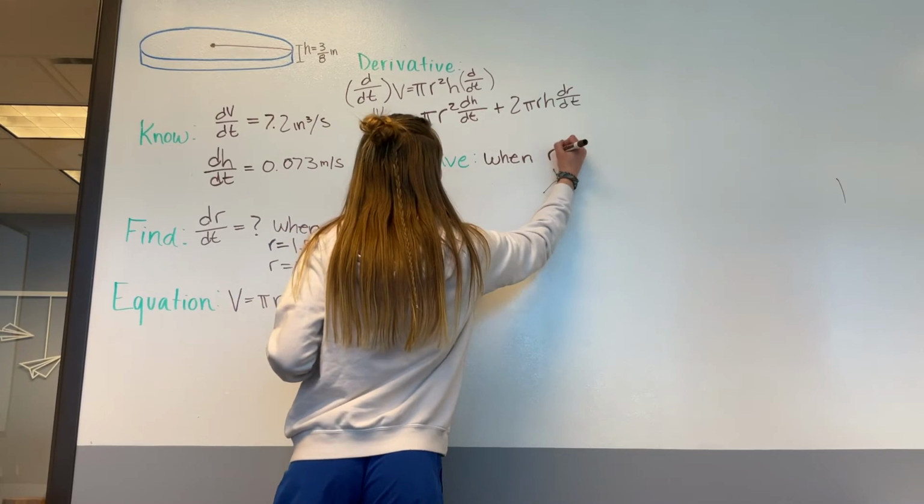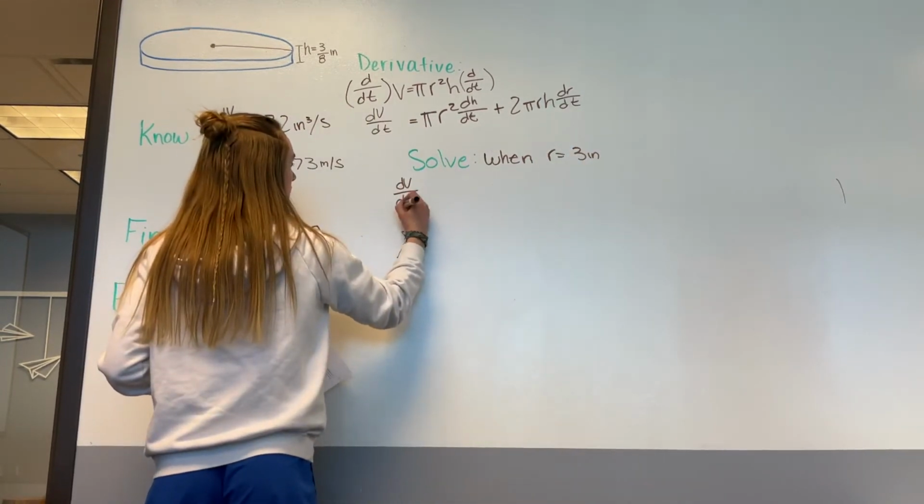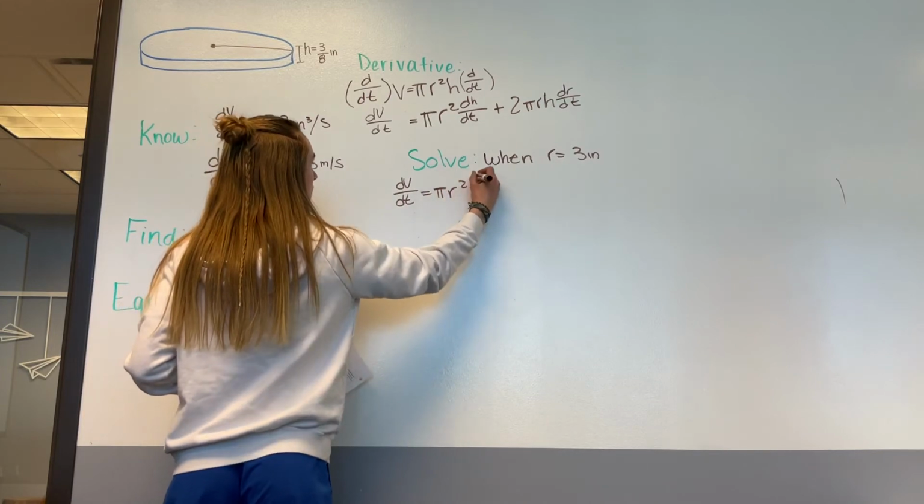Now we're going to do the same thing for when the radius equals 3 inches to get an answer of 0.73 inches per second for dr/dt.